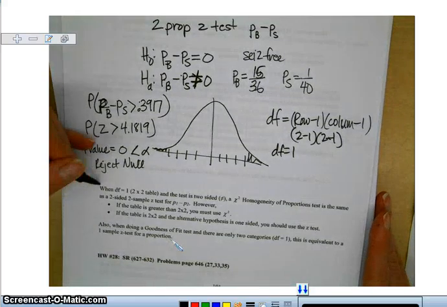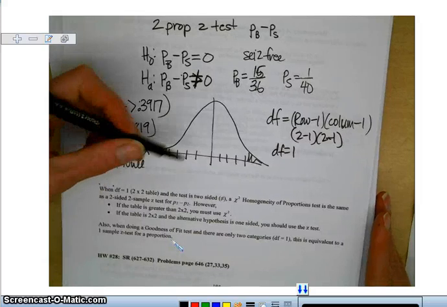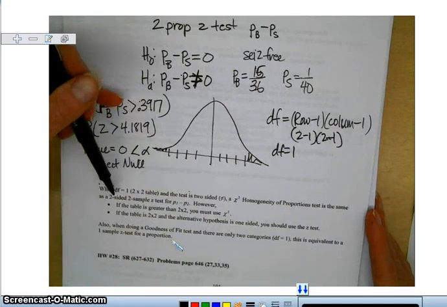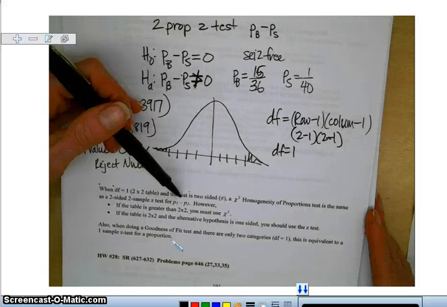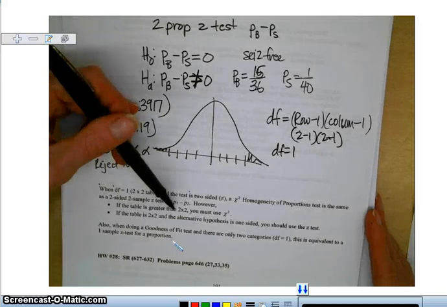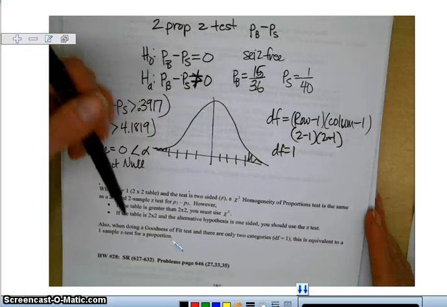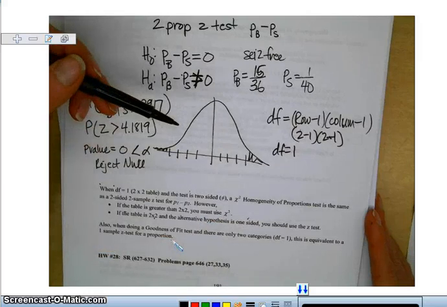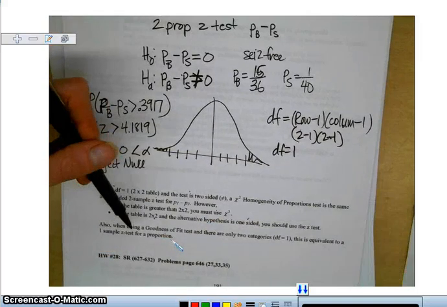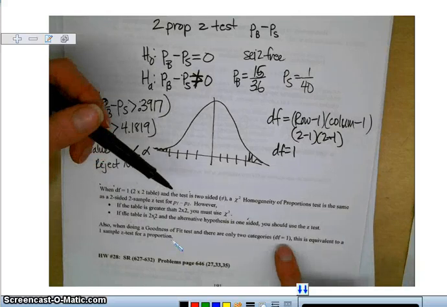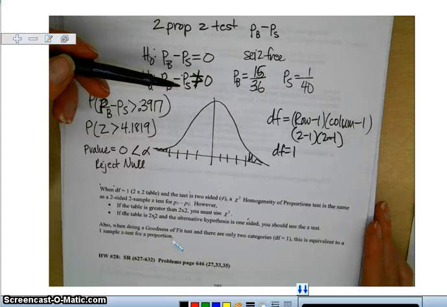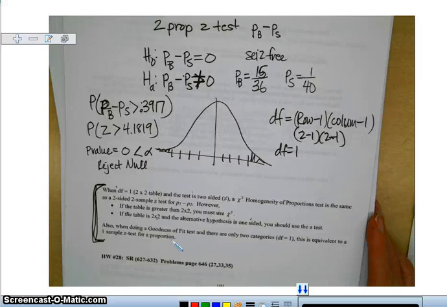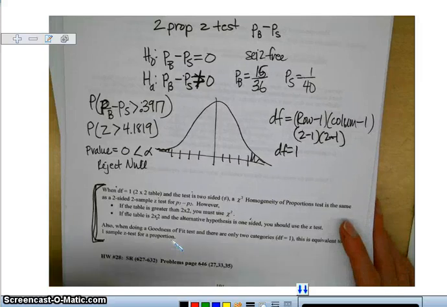Just a couple of notes down here. When degrees of freedom is 1, a 2 by 2 table, the test is two-sided. A homogeneity of proportions test is the same as a two-sided two-sample z-test for P1 minus P2. However, if the table is greater than 2 by 2, you have to use chi-squared. If the table is 2 by 2 and the alternative hypothesis is one-sided, you should use the z-test. Also, in doing a goodness of fit test, there are only 2 categories, or degrees of freedom 1. This is equivalent to a one-sample z-test for a proportion. So these are just other equivalent tests you can do if you actually want to make a better decision than a chi-squared test as far as what is better, one-sided testing.